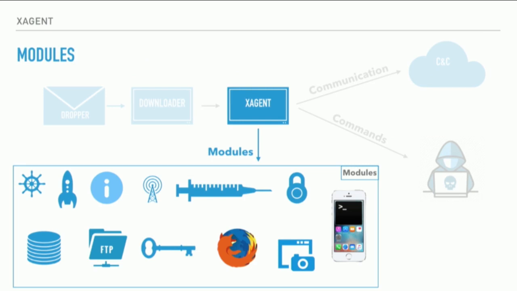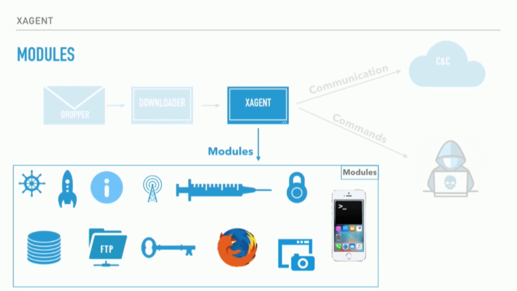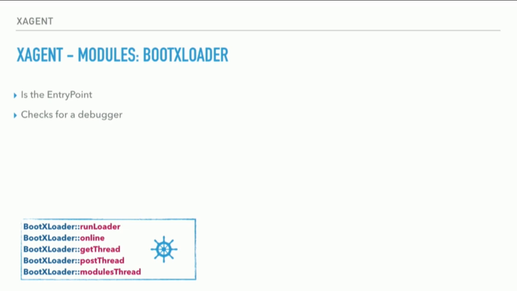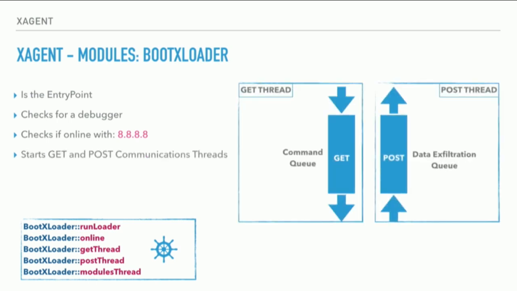So now that we've seen how XAgent communicates, how it exfiltrates data, and how it can receive commands from the server, let's take a look at the spying modules that it has and their capabilities. So bootx loader is the main module of the XAgent, which is the entry point. First, it will check if a debugger is present, and if so, it will break the execution. Then it will check for internet connectivity against Google DNS. And after that, it will start those two main threads that we've talked about.